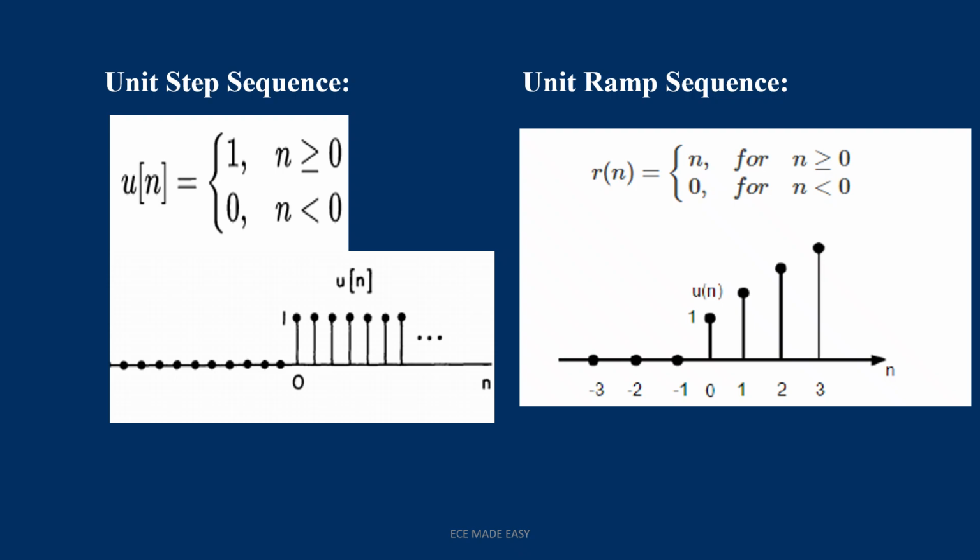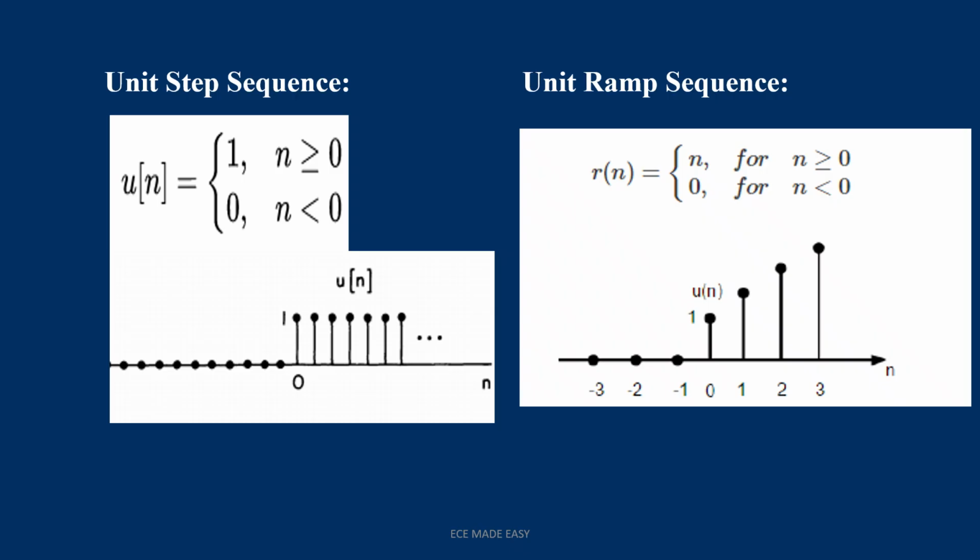First is the unit step signal. According to the definition of unit step signal, it is denoted by u of n and it is equal to 1 for n greater than or equal to 0 and equal to 0 for n less than 0. As shown in the figure, the amplitude of each sample is 1 for n greater than 0 and 0 for n less than 0. This type of signal we call a unit step sequence.